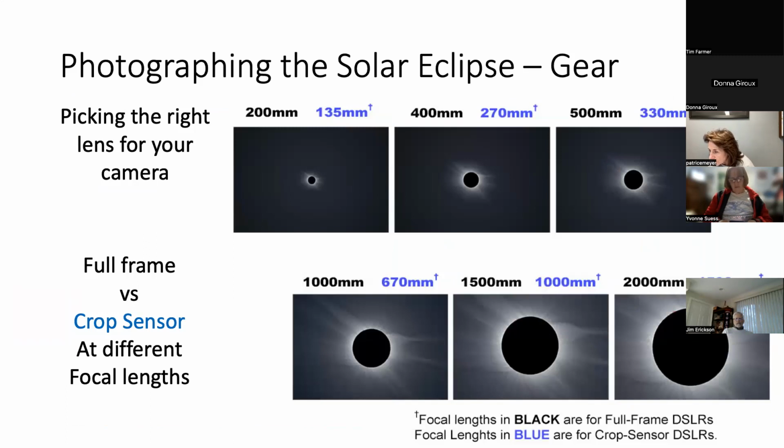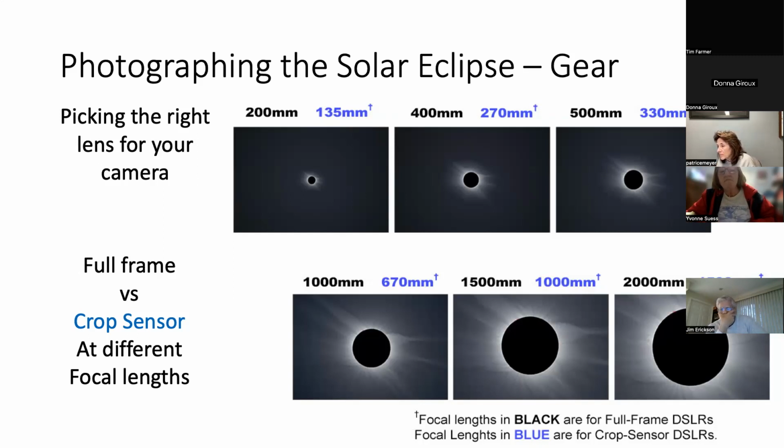Now, gear, what lens to use. On here, you'll see in black where it says the first frame 200 millimeters, 135 millimeter. The 200 millimeter is for full frame. The 135 is for a crop sensor. It is for a Canon. If you got a Nikon or one of the 1.5 crop factors, it'll be a little different, but close enough for you. So this kind of shows you how much the sun will fill the frame.